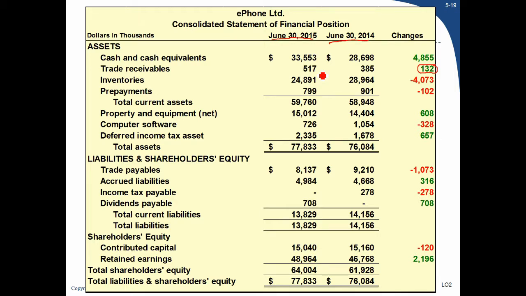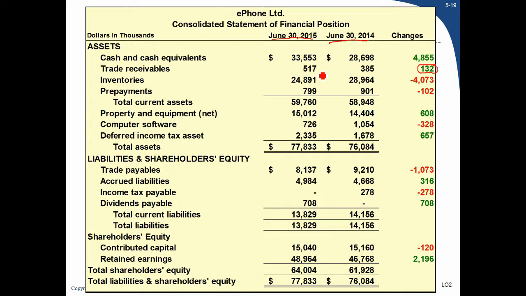So if we received $385 in cash, and that's coming from a sale made last year, we're not going to be recording that in income this year, right? We recorded it in income in 2014. In 2015, how much income are we recording? 517 of revenue. How much of that was received in cash? Well, we didn't receive any of it in cash because it's all still outstanding as an account receivable.